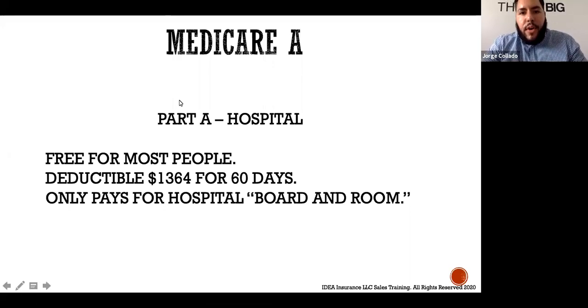That's important for you to know because a lot of people just have A and they don't have B, and they think they're going to go to the hospital and that Medicare Part A is going to cover the whole stay. No, they will have deductibles, plus they will also have to pay for everything they do at the hospital except the board and the room.